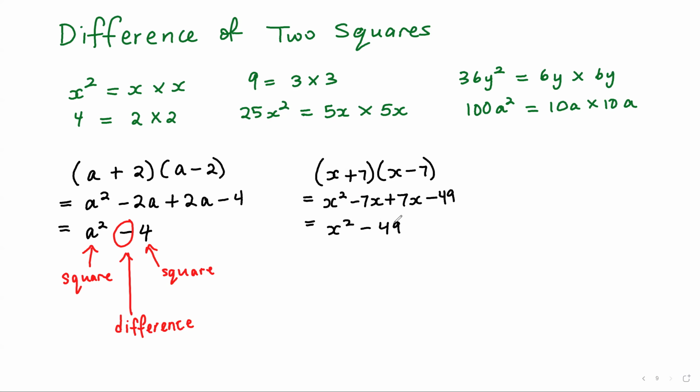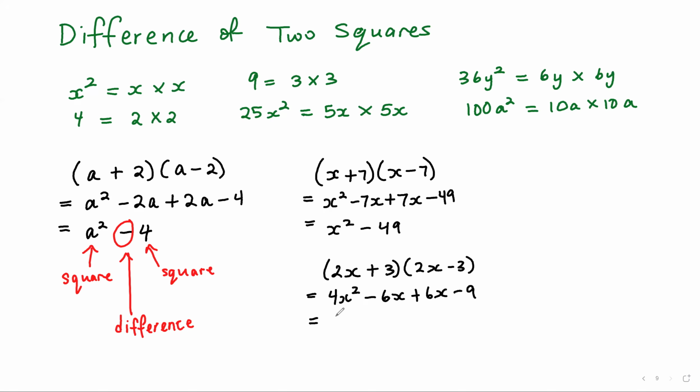Let's say we had 2x plus 3 by 2x minus 3. Well, this would be 2x times 2x is 4x squared. 2x times minus 3 is minus 6x. 3 times 2x is 6x. And plus 3 times minus 3 is minus 9.